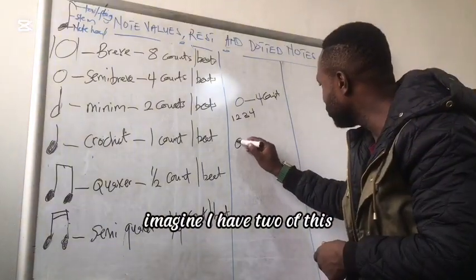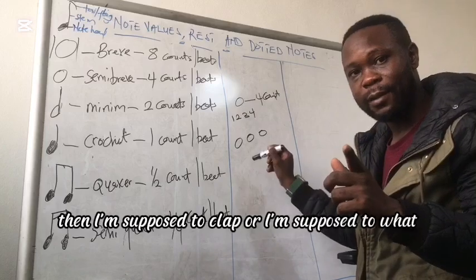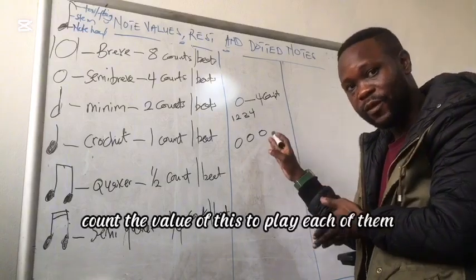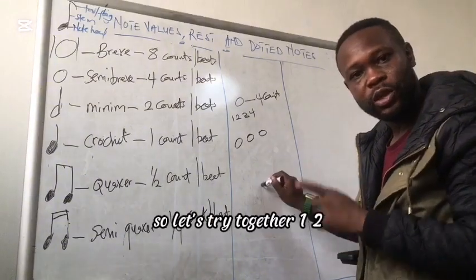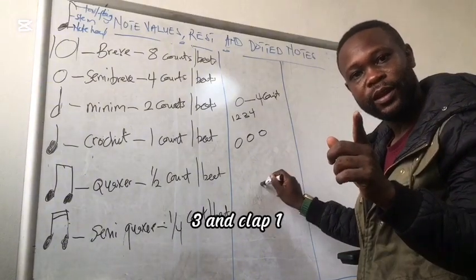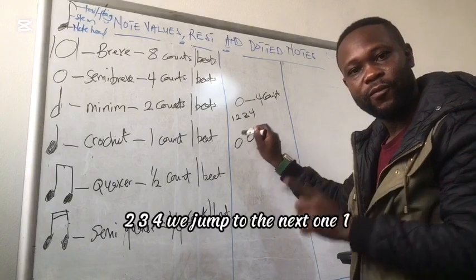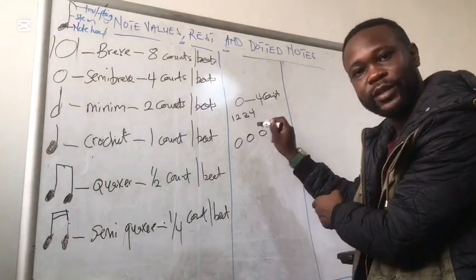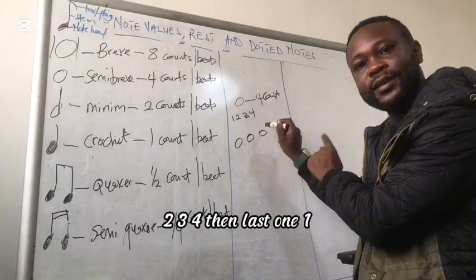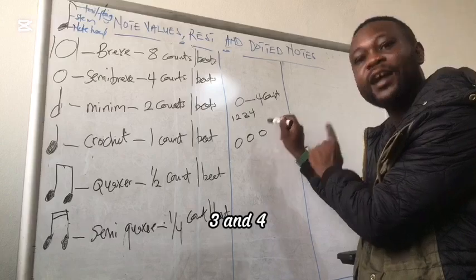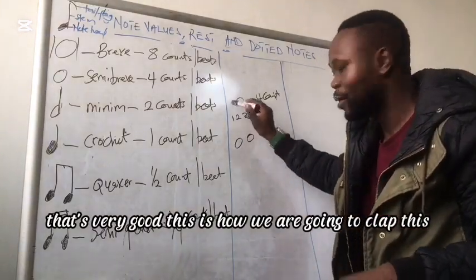Imagine I have 2 of this. Let's say I have 3 of this. Then I'm supposed to clap, or I'm supposed to count the value of each of them to play them. So I'll start from here. This is my pulse. Let's try together. 1, 2, 3, and clap. 1, 2, 3, 4. We jump to the next one. 1, 2, 3, 4. Then the last one. 1, 2, 3, and 4. That's very good. This is how we're going to clap this.